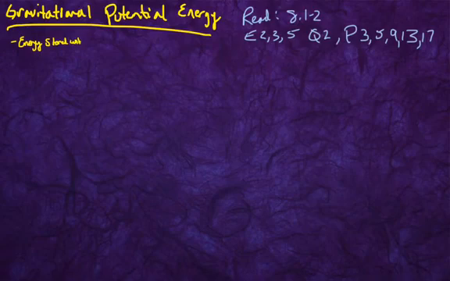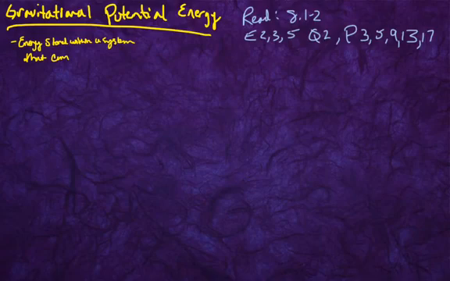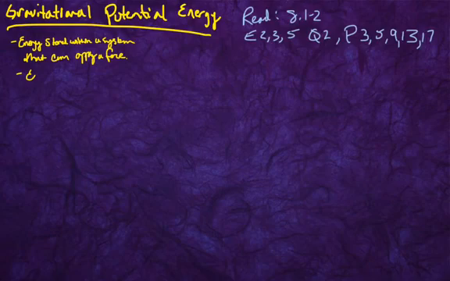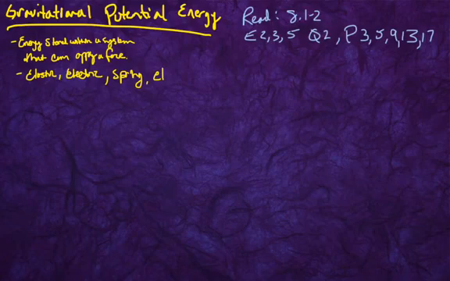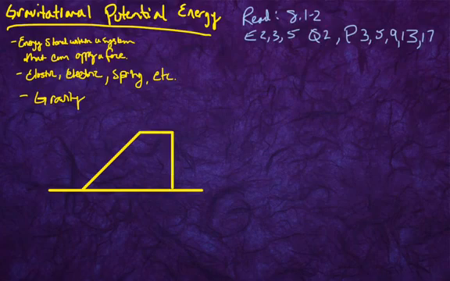So our review: potential energy is energy that is stored within a system that can apply a force. So gravitational potential energy is energy that is stored within a system that can apply a force. There's a couple types, elastic and electric. In fact, there are many types of potential energy, like elastic, spring, electric, etc. But the one we are going to talk about right now is gravitational potential energy.